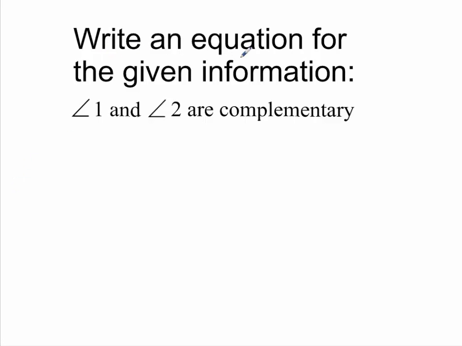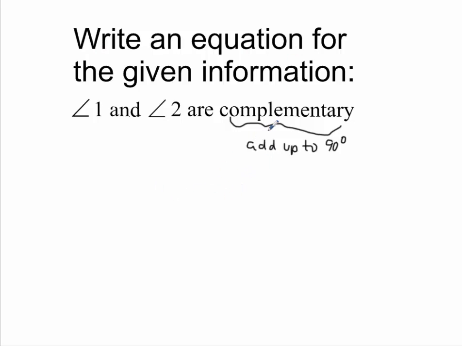So here we have to write an equation for the given information. So here we're told angle 1 and angle 2 are complementary. So recall that complementary means two angles that have a sum of 90 degrees. So they add up to 90 degrees.